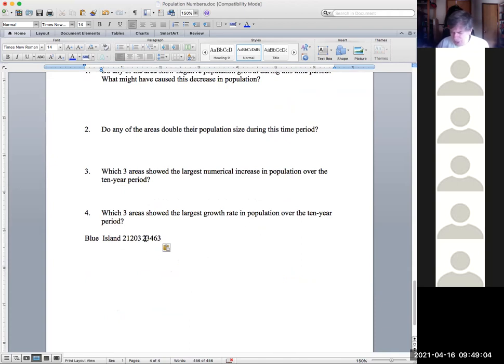Okay, so here's our 2 numbers. This is our 1990 population, and here's our 2000 population. Okay, so let's look at the growth rate.